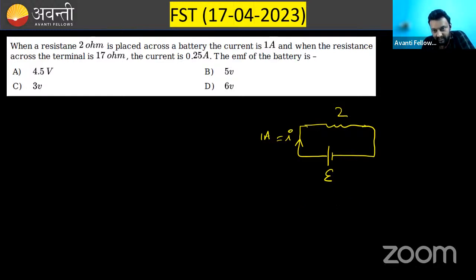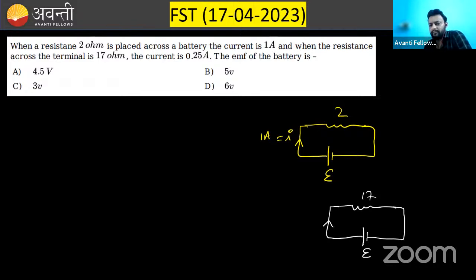In the next condition it says, when a resistance of 17 ohm is connected with the battery, current becomes 0.25 ampere. What do you understand from 0.25? Is it 1 by 4? Current becomes 0.25 ampere, that means 1 by 4 ampere. Now, there must be some internal resistance. There must be some internal resistance. So internal resistance, I told you, always affix it with the negative terminal.